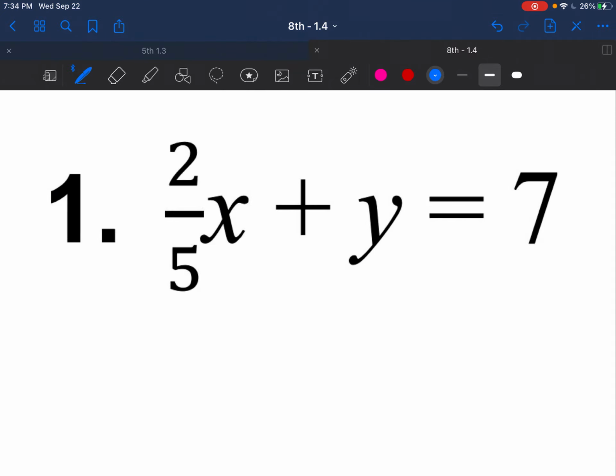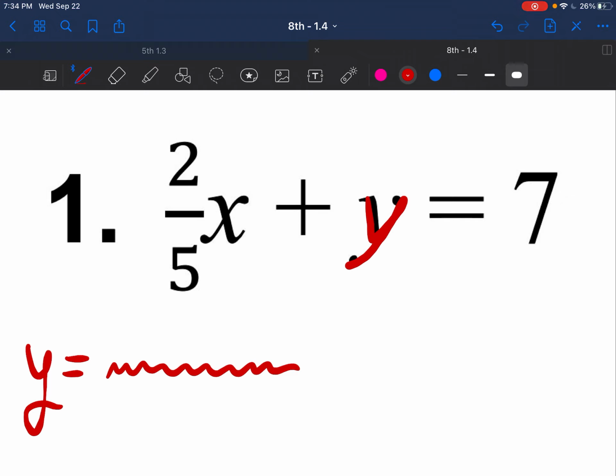So, question number 1, please make sure you write this down. What we are trying to solve for is the letter y. We want to isolate that y all by itself. Basically, we want to get y equals and then a bunch of information over here. So how do we do that? Well, we're going to do one thing at a time.